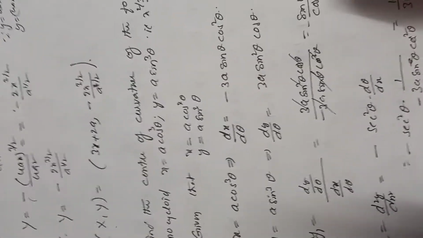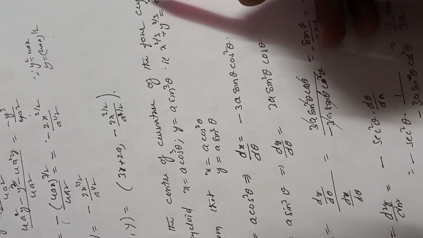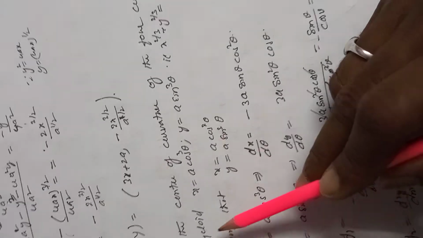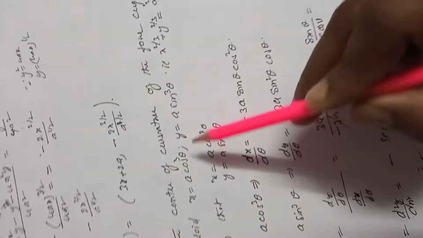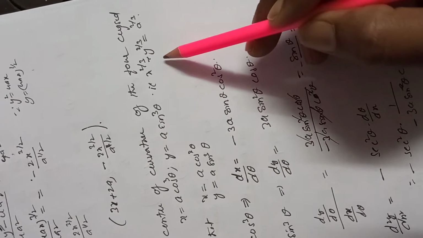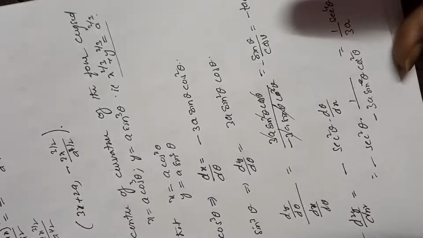The next one, find the center of curvature of the cupid hypercycloid, x is equal to a cos cube theta, y is equal to a sin cube theta, that is x to the power of 2 by 3 plus y to the power of 2 by 3 is equal to a to the power of 2 by 3.